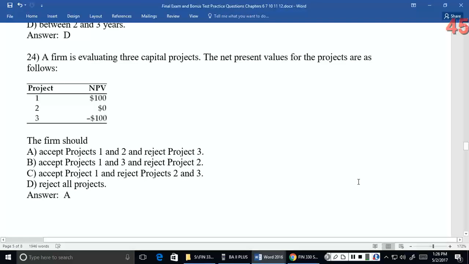Okay, back on the study guide, there was something about knowing how to rank the different projects. This is basically what it's talking about. So it says a firm is evaluating 3 capital projects. The net present value for the projects are as follows. Project 1 has an NPV of positive 100, Project 2, NPV of 0, and Project 3, a net present value of negative 100. So basically, which ones should you accept or reject?